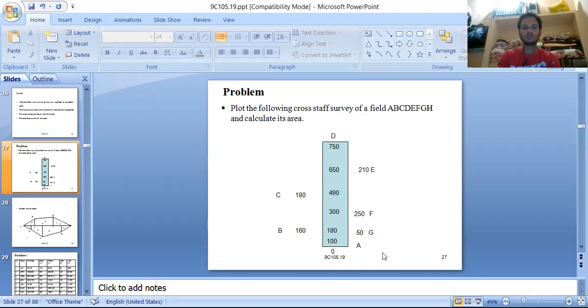0 represents the starting point of the survey. These numbers 100, 180, 300, 490, etc. represent chain edges on a main chain line. Chain edge means the distance from the starting point of the survey. So we have different chain edges: 100, 180, 300, 490, 650 and 750.